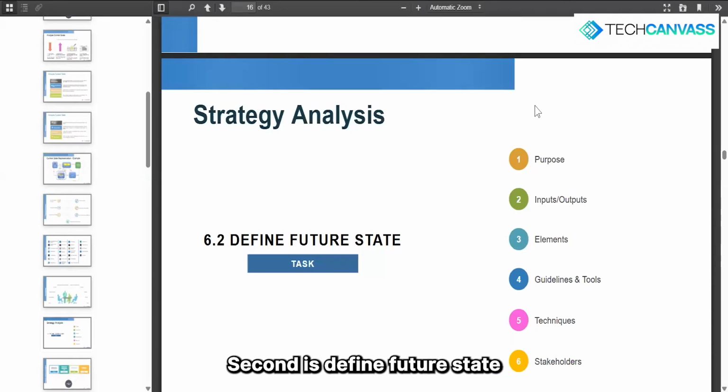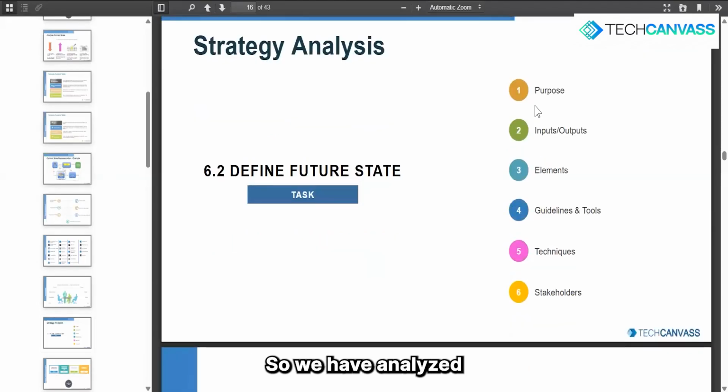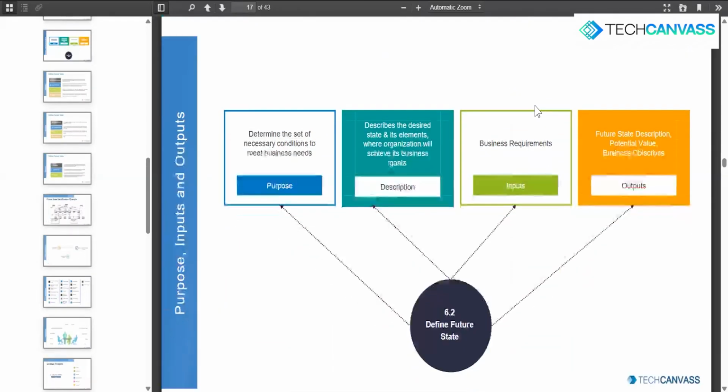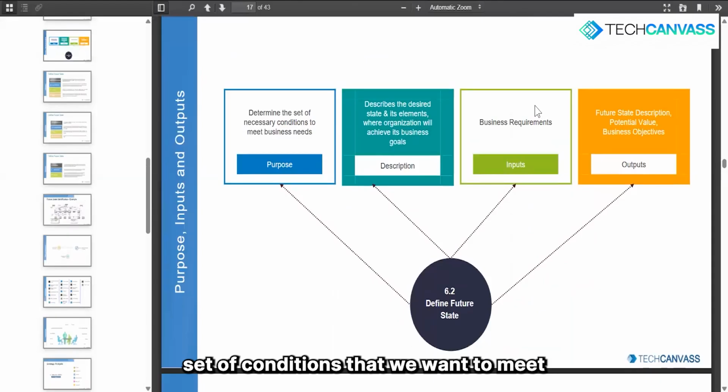Second is define future state. This is your second element. So we have analyzed the current state. We now have to define the future state. Future state means: what is that necessary set of conditions that we want to meet, that the business needs? Determine the set of necessary conditions to meet the business needs. What are those? So the input here is business requirements.